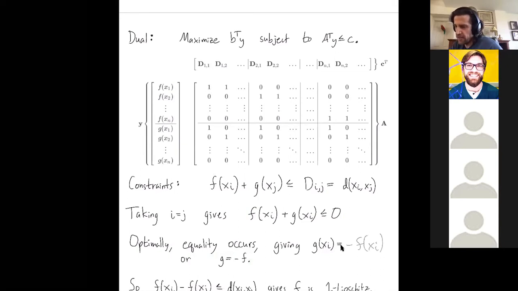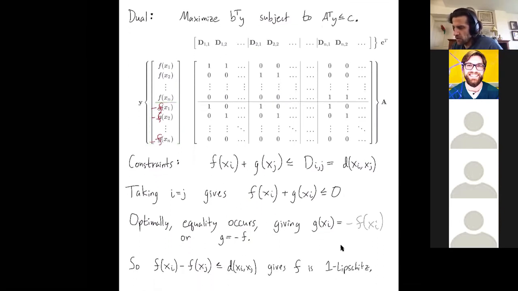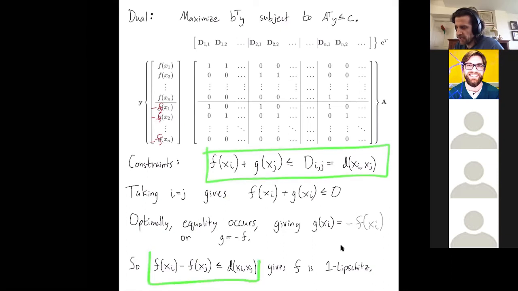So we're going to replace all of these g's with negative f's and really just think we have one function, f. And when we integrate f with respect to r, we're going to have positive f. But when we integrate f with respect to theta, we're going to consider negative f. So let's take g and make g negative f, because optimally that's what occurs. So g of xj just becomes negative f of xj. And so this constraint now transforms as such.